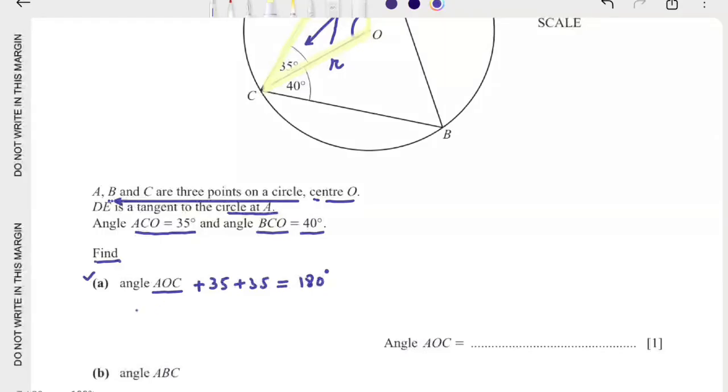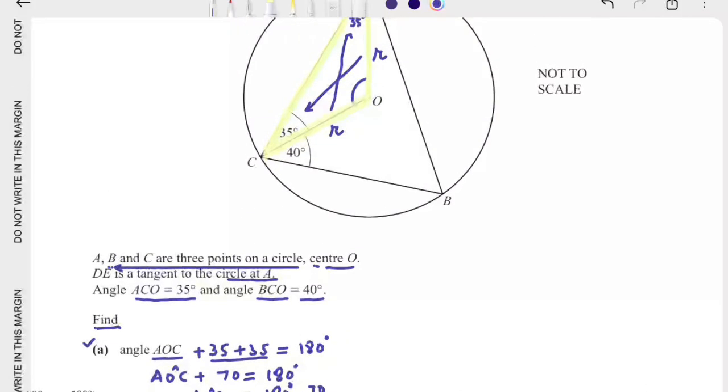Now angle AOC plus 35 plus 35, that is 70, is equal to 180 degrees. Now 70 has to be subtracted from 180 degrees. So angle AOC would be equal to 110. So this angle is 110.